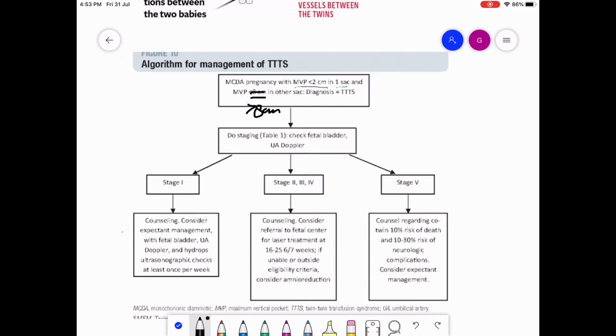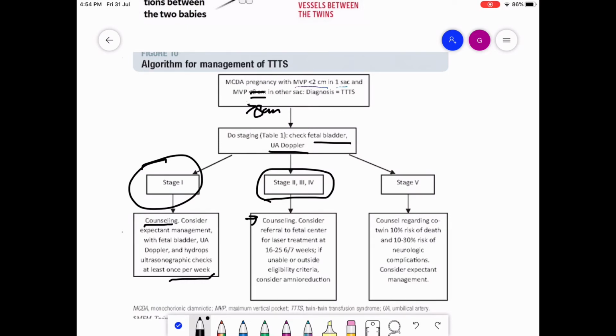Now you are going to do staging, check the fetal bladder and Doppler. So if you did the staging and it came that the baby is stage 1, now how to manage this one? Now you are going to do counseling. Consider expectant management with fetal bladder, ultrasound Doppler and hydrops, ultrasonographic checks at least once per week. You are going to keep a check on the mother. Stage 2, 3 and 4: then obviously you are going to counsel.